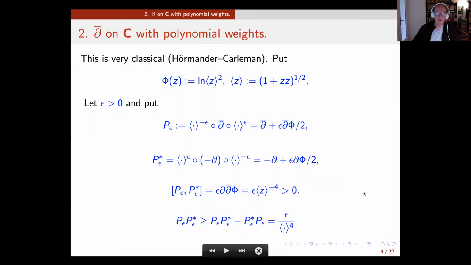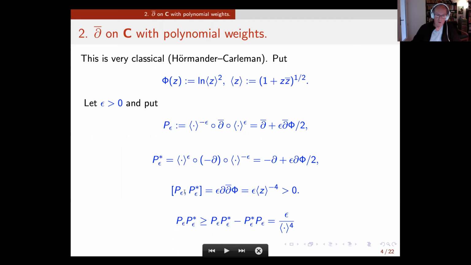Okay. So let me first discuss, just recall how you treat D-bar problems with the Hörmander-Carleman method. Well, in our situation, the idea is that you conjugate your operator with some weight. In our case, we will take a polynomial weight. So I have the Japanese bracket z, it's basically 1 plus norm of z. And I conjugate the D-bar operator with the bracket z to the power epsilon. And you look at the adjoint operator, so the adjoint of this guy comes here, the adjoint of this one comes here, and the adjoint of this one comes here. And more explicitly, I have these formulas for it.